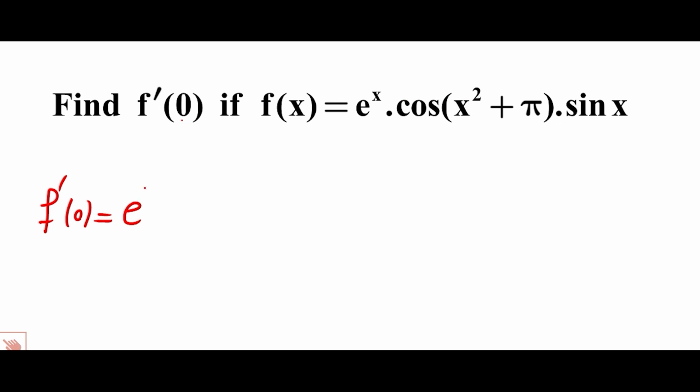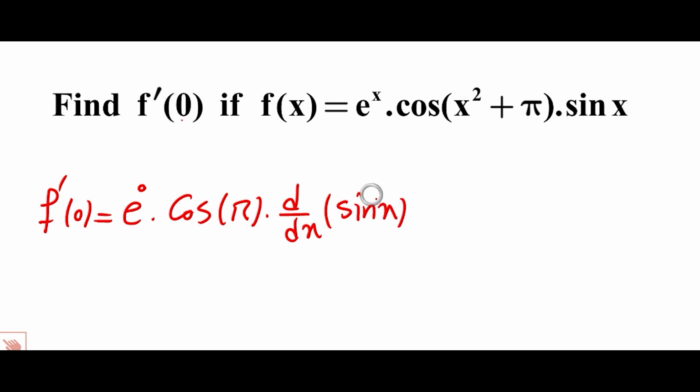So e to the 0 times cosine of 0 plus pi, which is pi, times the derivative of sine of x when x is 0. The derivative of sine of x is cosine of x. So cosine of 0 is 1. So e to the 0 is 1, cosine of pi is negative 1, and cosine of 0 is 1. So f prime of 0 is negative 1.